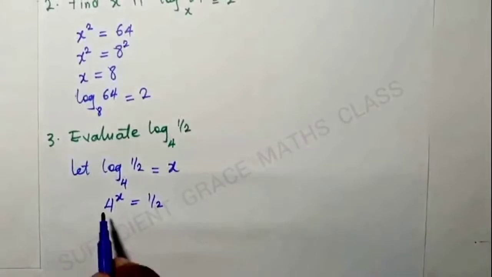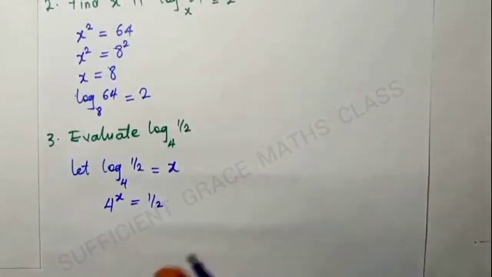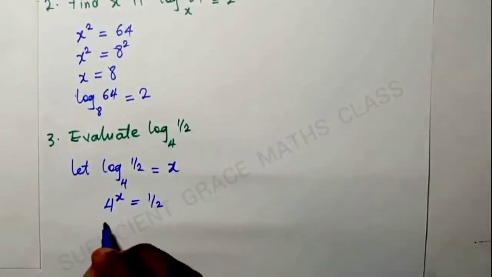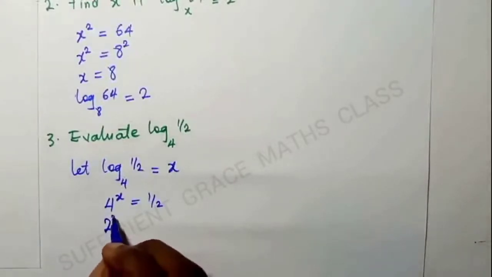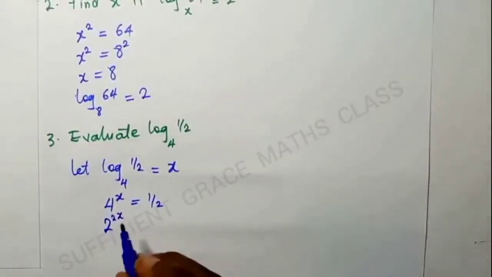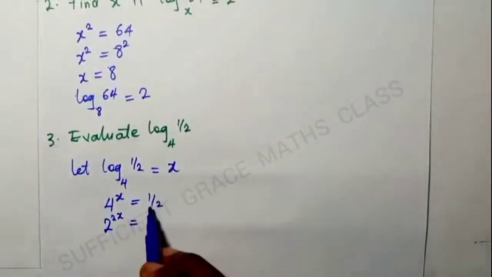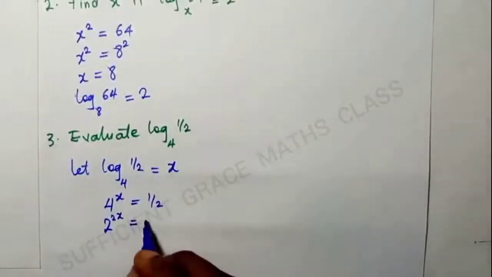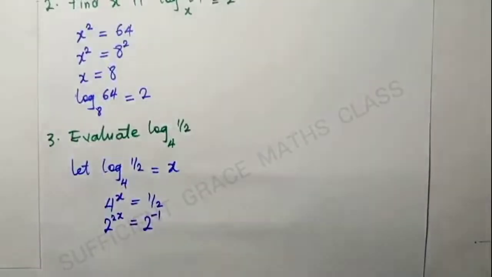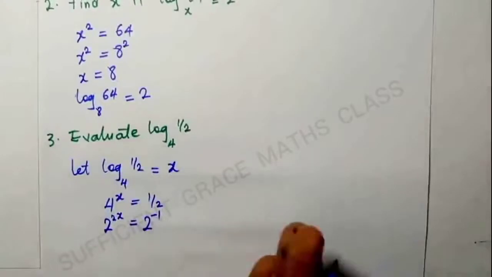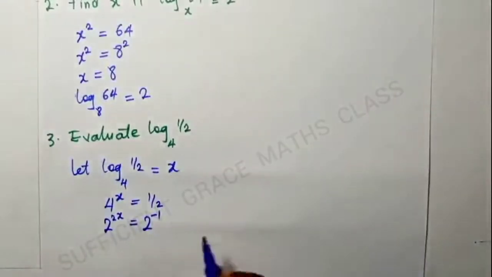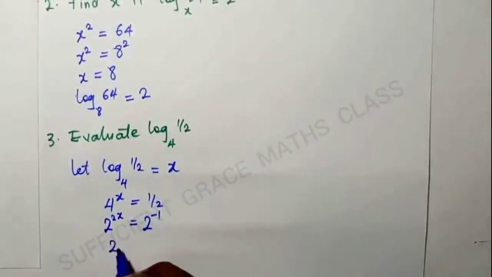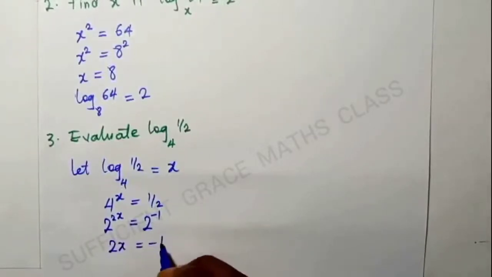As we can see, this 4 is a multiple of 2. That is, we think of how many times 2 will multiply itself to give us 4. Of course, it's 2 raised to power 2. Then this 2 multiplied by x gives us 2x, which is equal to this 1 over 2, which as well can be written as 2 raised to power minus 1. Now that we have the same base on both left and right hand side, we can equate their power. That is, we have 2x is equal to minus 1.